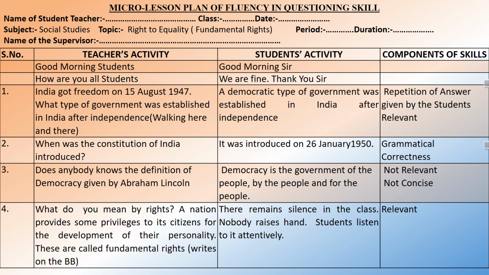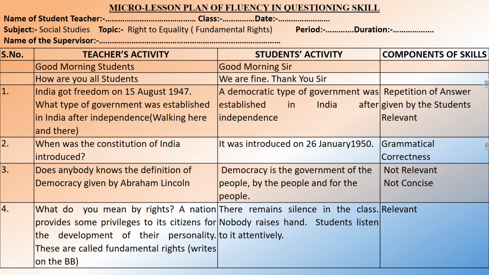Now we will come to the micro plan of fluency in questioning skill of micro teaching. First of all, we will write the name of the student teacher, then class will be written, after that date, after the date subject and topic to be taught has to be written. After subject and topic, period and duration will be written. In the end, the name of the supervisor has to be written.